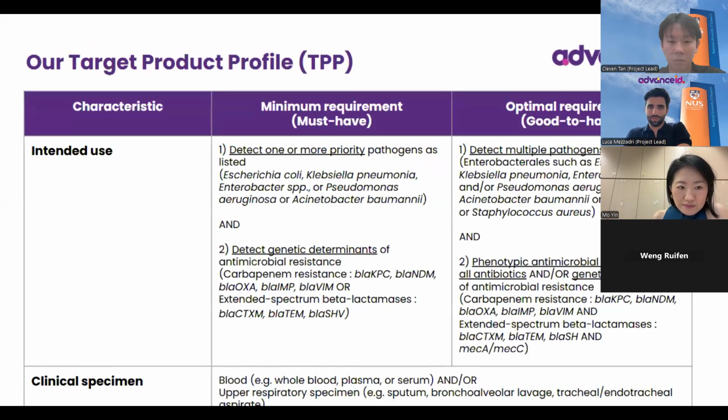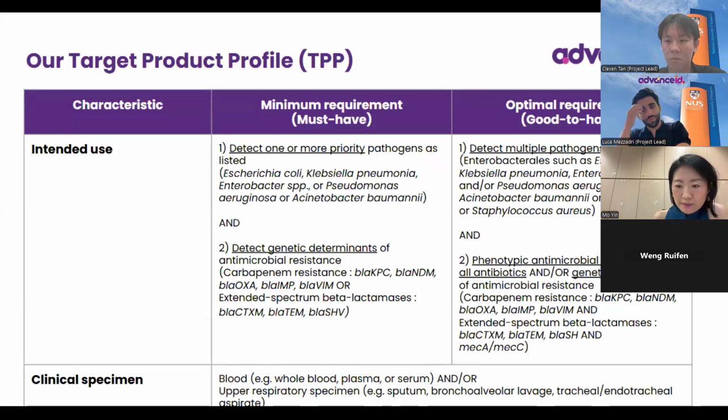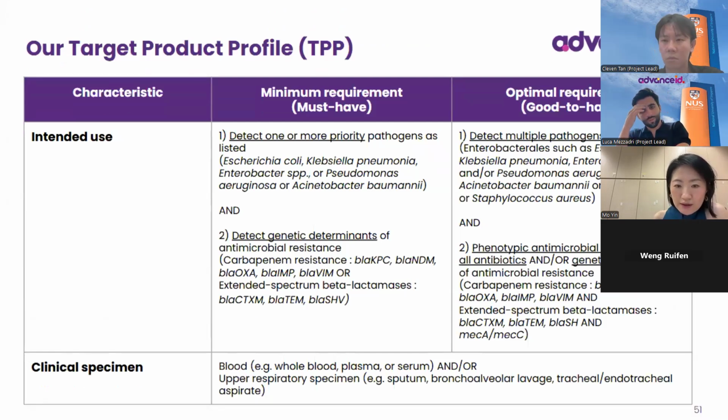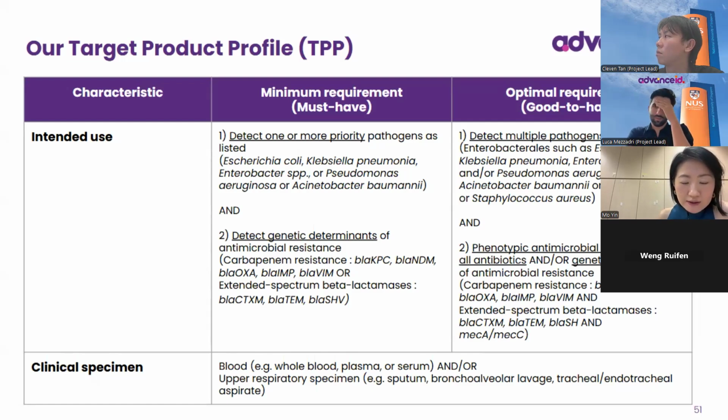So we'll be publishing this table shortly following this webinar. These describe the exact target product profiles that we are looking at. So you can see here the first column refers to the characteristics in terms of intended use, clinical specimens that we are looking at, reflecting the syndromes that we are the most concerned about, and followed by the minimum requirement as well as the optimal requirements.